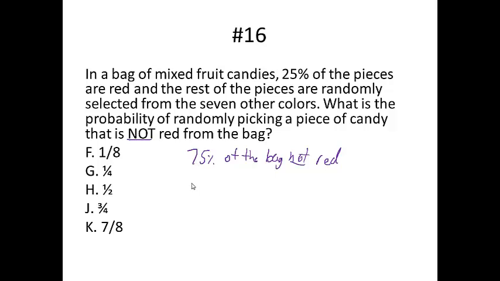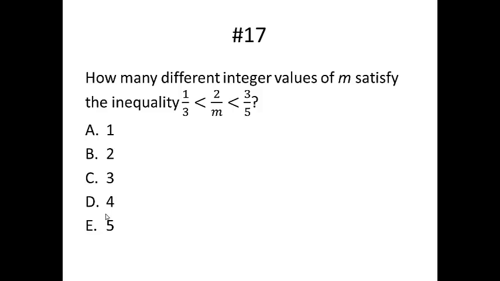Probability is always a decimal or fraction, so 75% as a decimal is 0.75, and as a fraction it is 3/4, which is choice J.